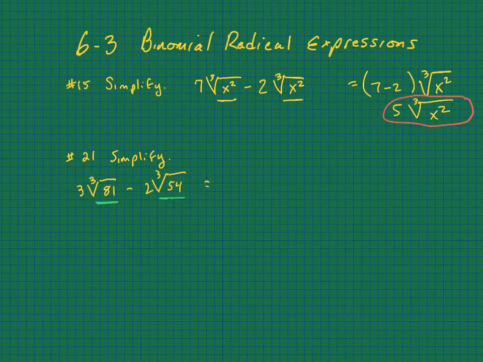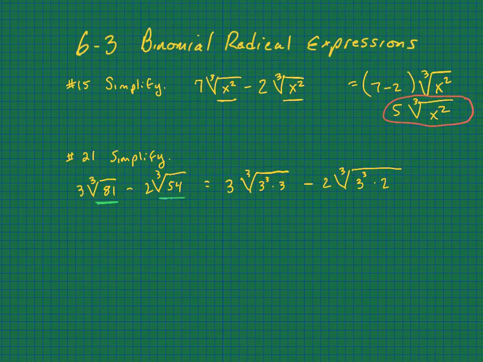So when we do that, I know that I'm going to have 3 times the cubed root of, 81 is going to be 3 to the 4th power, or 3 cubed times 3. And I'm going to have minus 2, and we'll break this cube root down. So the cube root of 54 is going to be the cubed root of 27 times 2? So I believe then that we can simplify some more.